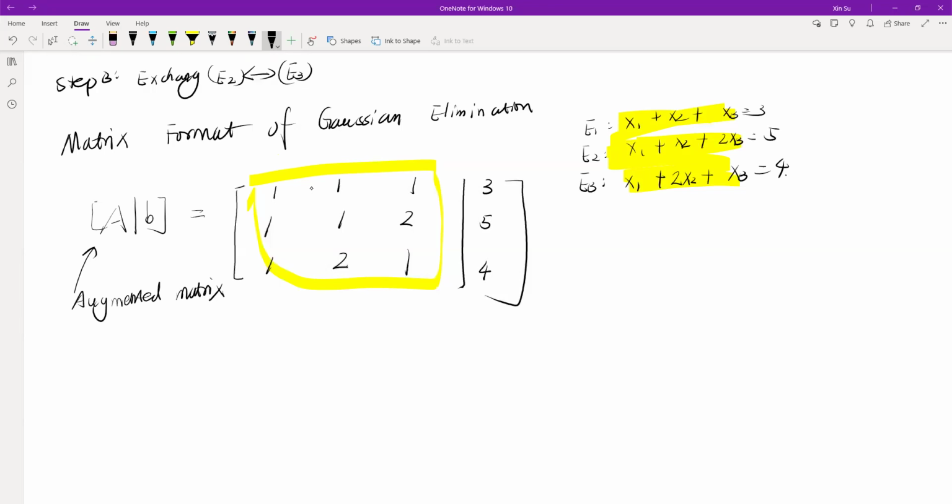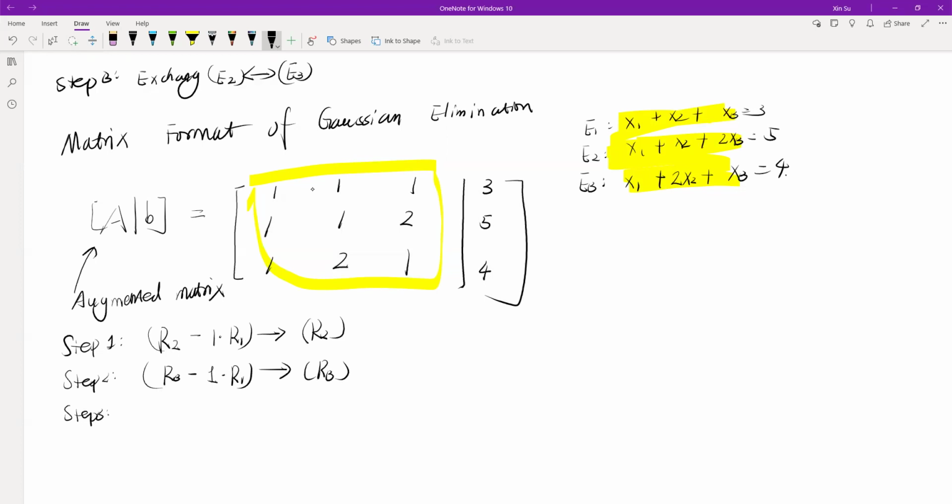And now we got the augmented matrix, and we are going back to the Gaussian elimination process. For step 1, let's take a look at row 1. Step 1 is just to use row 2 and subtract 1 times row 1, and replace the original row 2. And for step 2, we are going to use row 3, minus 1 times row 1, and replace the original row 3.